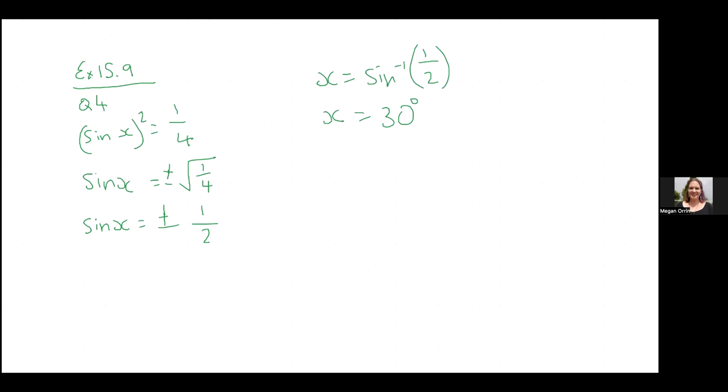First of all, let's go over here. I have to take the inverse sine of negative half as well, right? So if I type that into a calculator, what do I get? People are getting calculators out? We should not be getting negative 30.